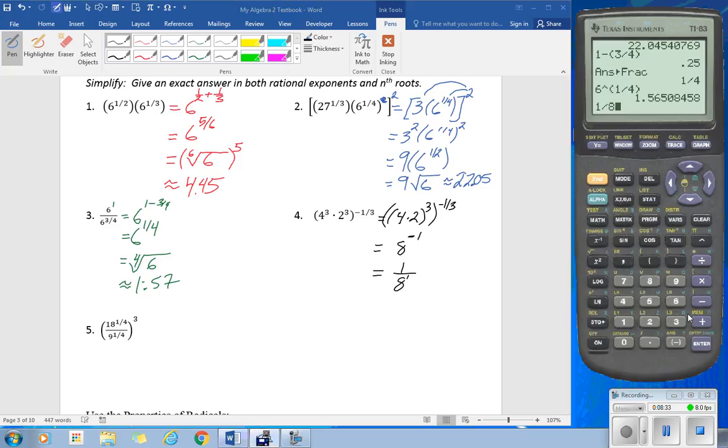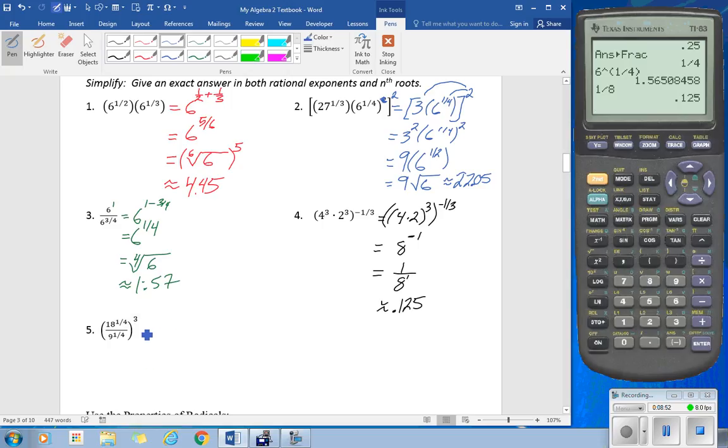Just take your 1 and divide by 8. We get about 0.125 for that one. All right, so there we go. There's example 4, using that property in the lesser known or lesser used way, but still very valid. Remember, those properties go both directions. Let's try one more here.